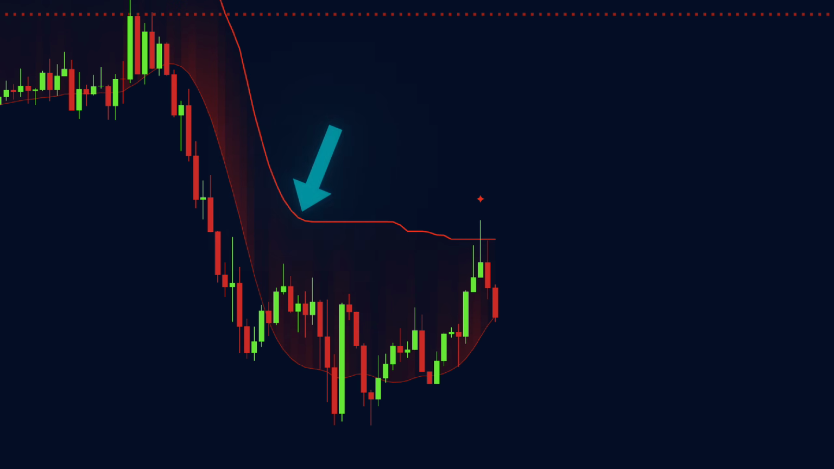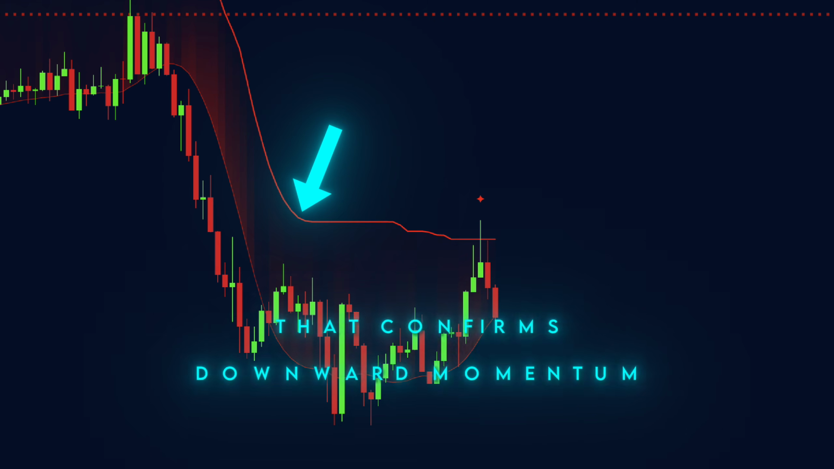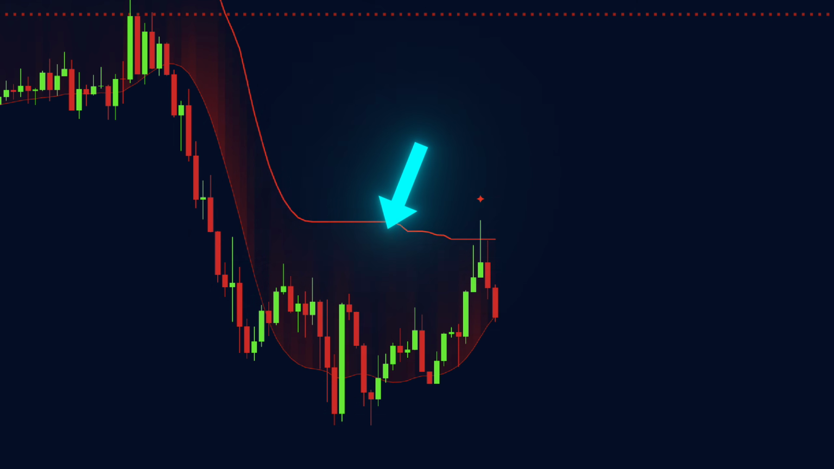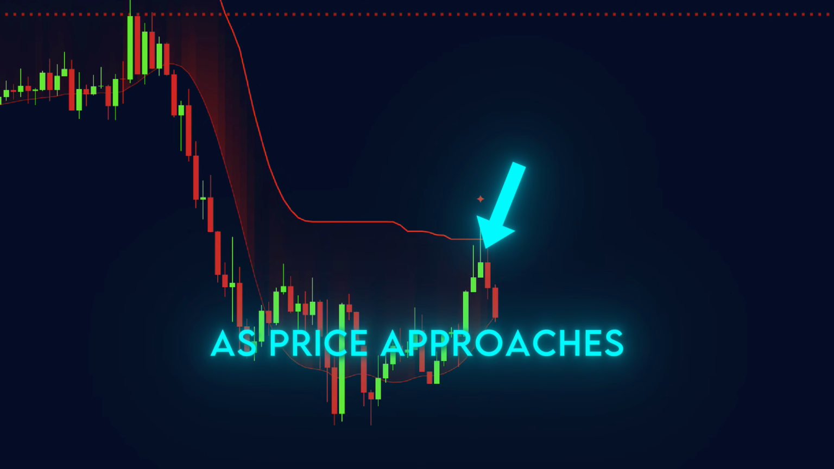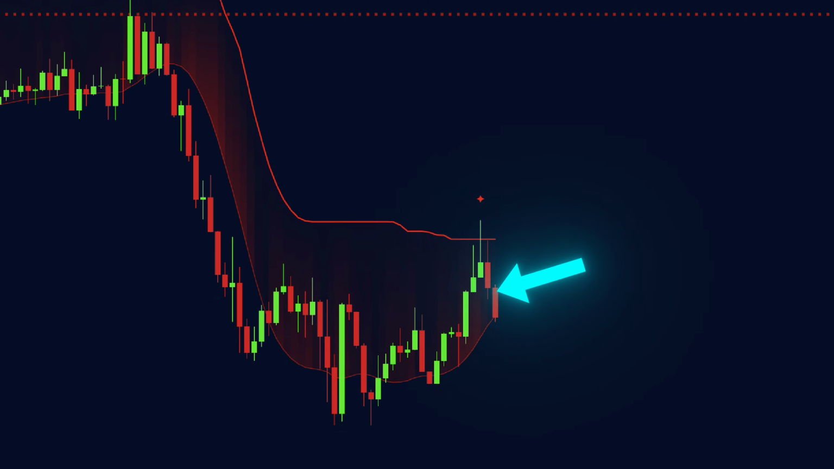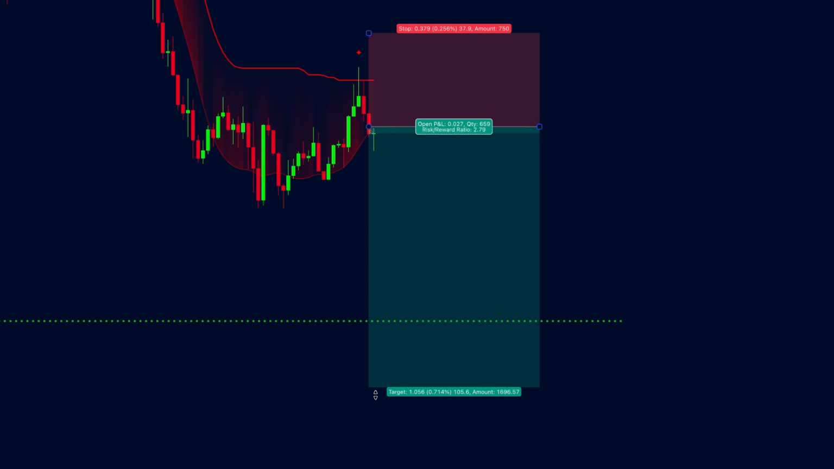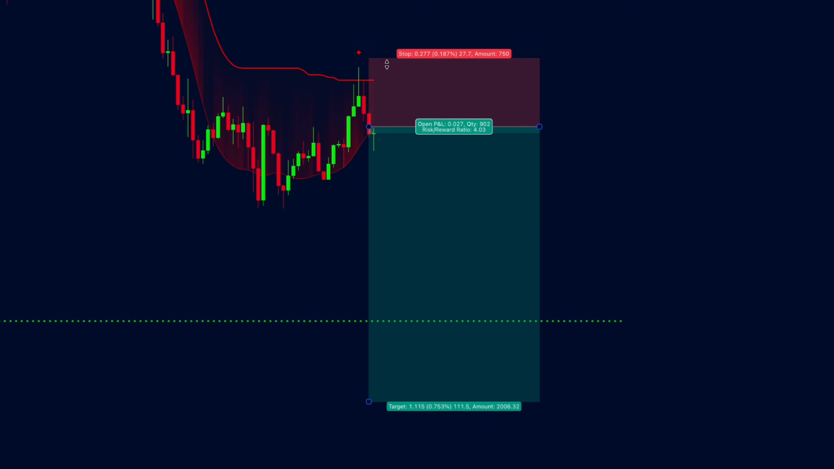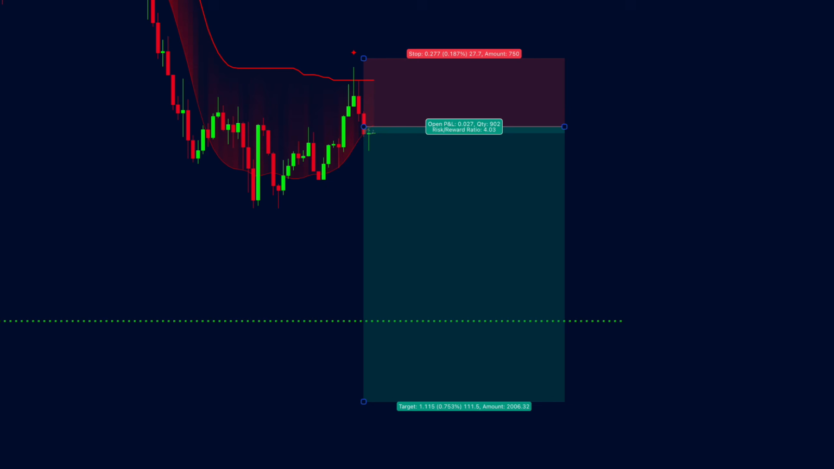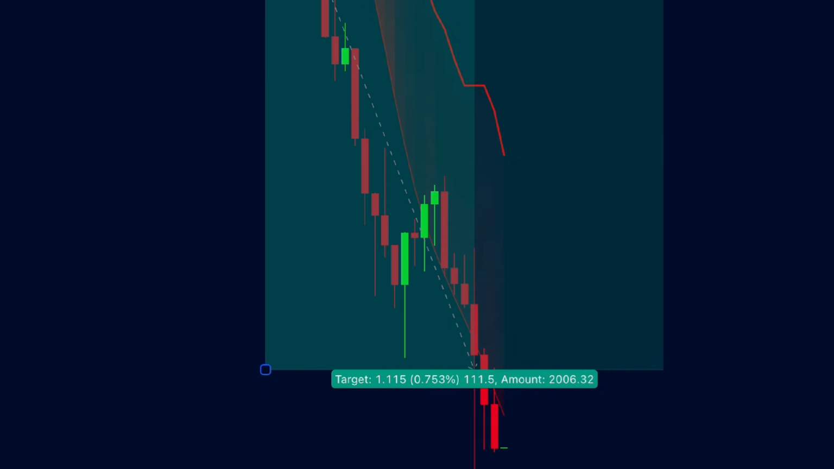You want the saber line bearish in color and positioned above price. That confirms downward momentum. Wait for price to rally back toward the line. As price approaches, watch for hesitation, or a bearish candle closing back below the line. That shows sellers are still controlling the move. Enter short on the next candle. Place your stop above the recent swing high or slightly above the saber line. Targets can be the next support level, previous low, or your chosen risk-reward multiple.